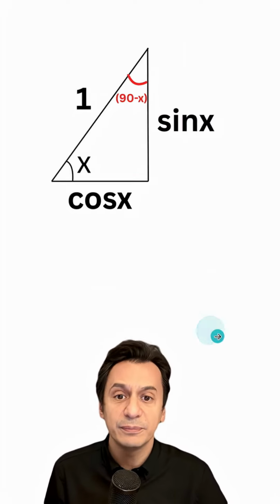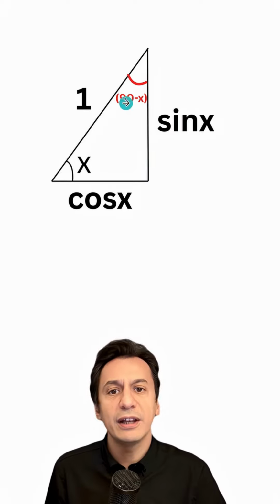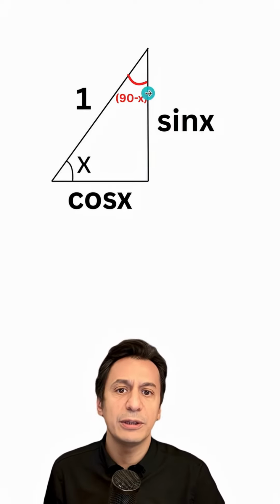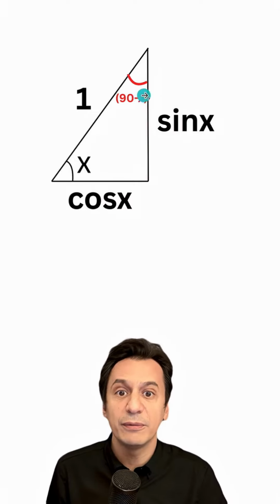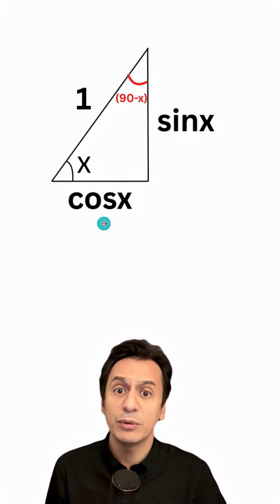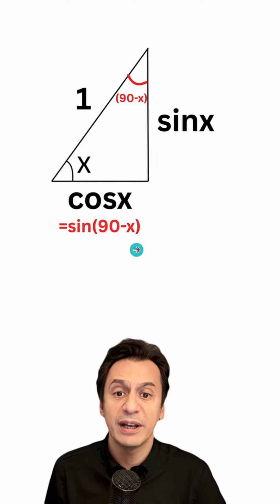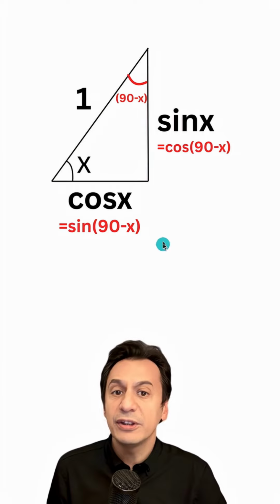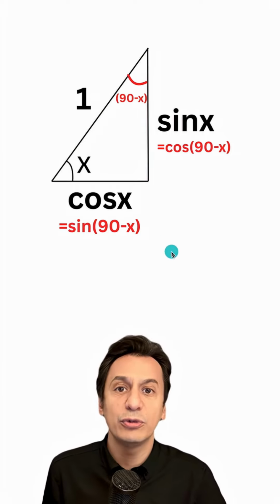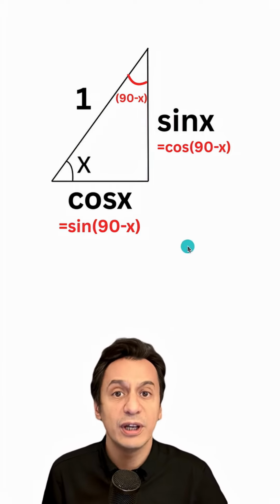That's not all. Let's say, since this angle here is x, I took this one as 90 minus x. Now let's write the trigonometric ratios for this angle here. This time the side opposite this angle will be sine of 90 minus x. Its adjacent side will be cosine of 90 minus x. In this way, we can easily see the identities related to 90 degrees thanks to the right triangle.